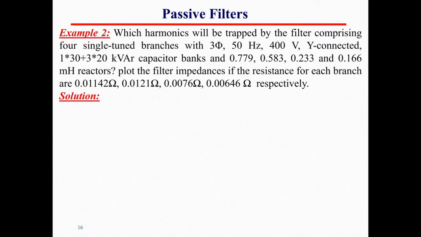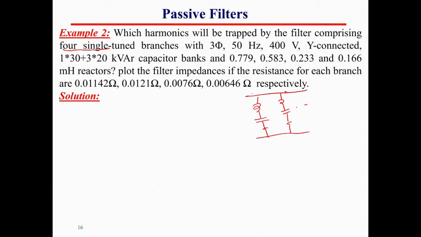The second example asks which harmonics will be trapped by the filter comprising four single branches, three phase, 50 Hz, 400 volt, Y connected. So we have four filters. They consist of an inductor, a capacitor, and a resistor, and we have four of these.